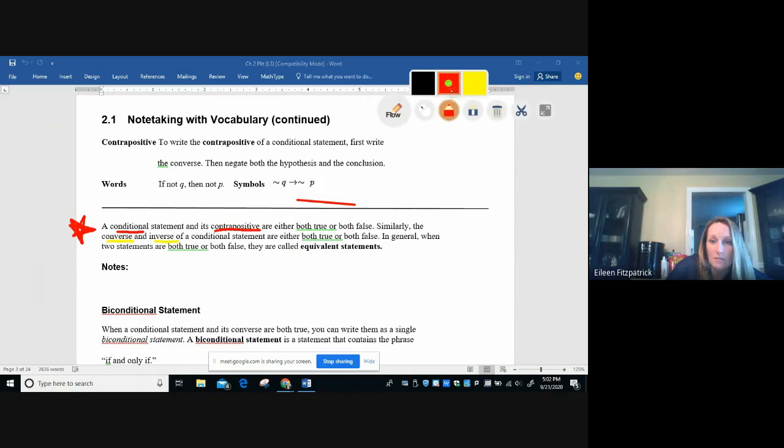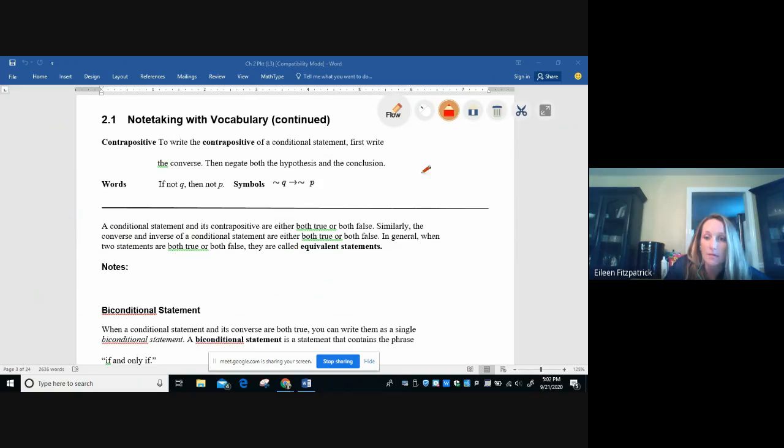The reason, again, that this is important to know is sometimes when you read these statements, it might actually be a little tricky to determine if they're true or false. But if you remember that if one's true, the other's true, or if one's false, the other's false, it can really help you conclude if a statement is true or false, okay?